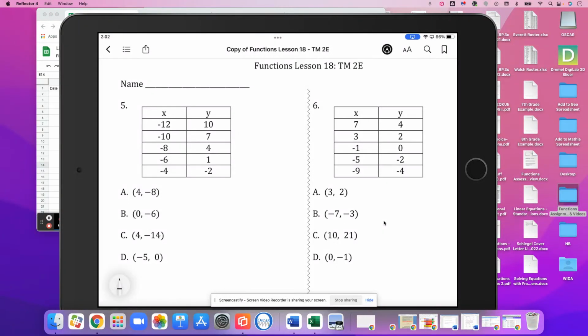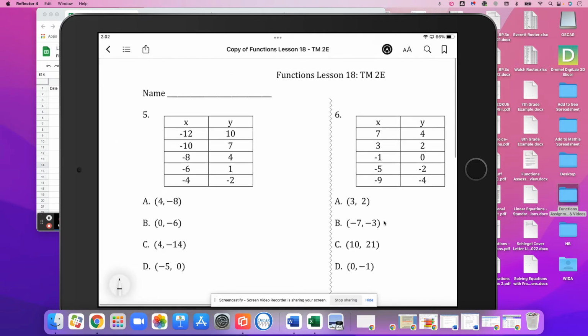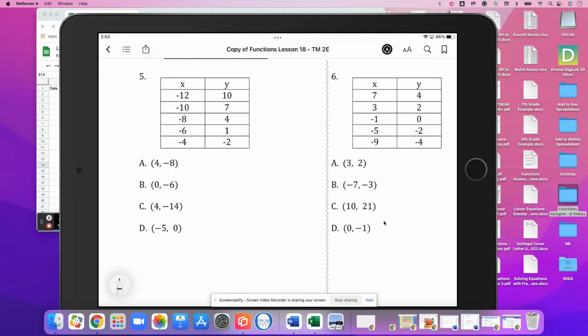Okay, so 5 through, I don't know, 8. Okay, so if we look for things in our ordered pairs that are also in the table, let's see if there are any. I don't see any x values that match. And darn it, I don't see any y values that match. And so we are going to have to do this one completely by hand all the way through.